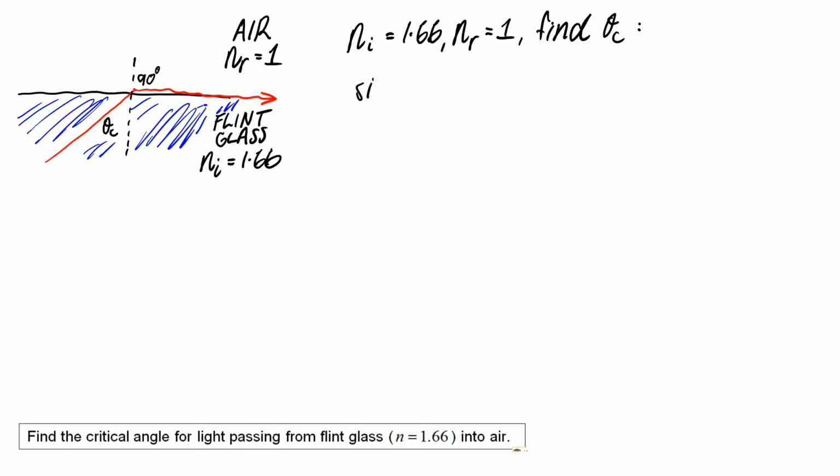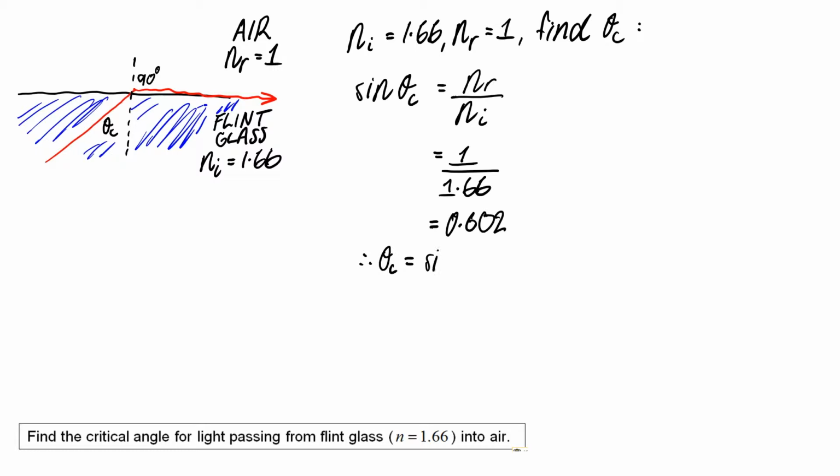Now I'm going to start my solution here by writing down a general formula for the critical angle. It's slightly different to the one I've given you on the previous slide, but it still works. So sine theta c equals Nr over Ni. Insert your values, do a calculation on the calculator, and then the final step to get the critical angle is to take the inverse sine of that. So critical angle equals inverse sine of 0.602, which gives me a final answer of 37.0 degrees.